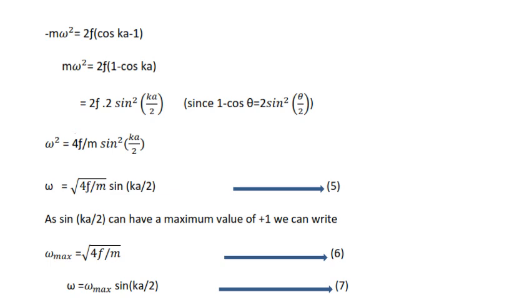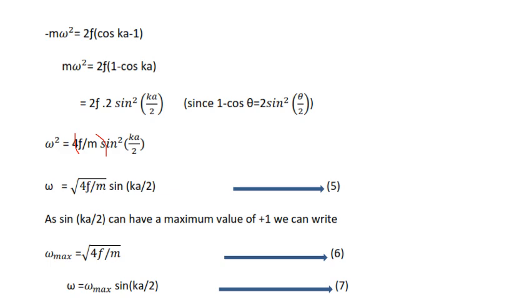Therefore sin square, instead of theta it is ka by 2, so omega square is equal to 4f by m sin square ka by 2, or omega equal to the root of 4f by m times sin ka by 2. Right. Now this sin ka by 2 has a maximum value of plus 1. If sin ka by 2 is maximum, then its value should be plus 1. Then omega maximum should be equal to root of 4f by m. So instead of root of 4f by m, you substitute omega max. So omega is equal to omega max sin ka by 2.